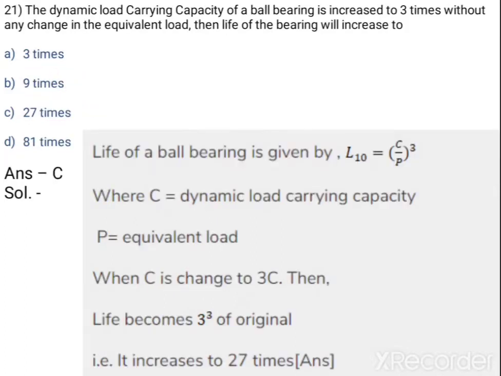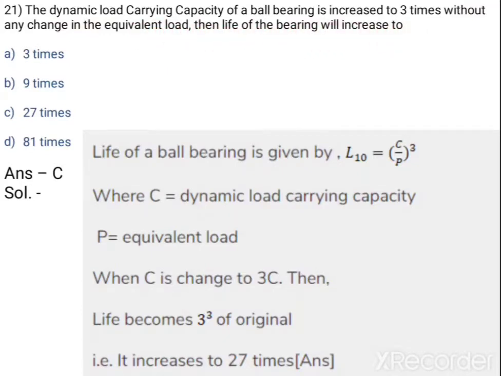Now question 21. Again, question 21 is from bearings. Read the question. The dynamic load carrying capacity of a ball bearing is increased to 3 times without any change in the equivalent load. Then the life of the bearing will increase by.